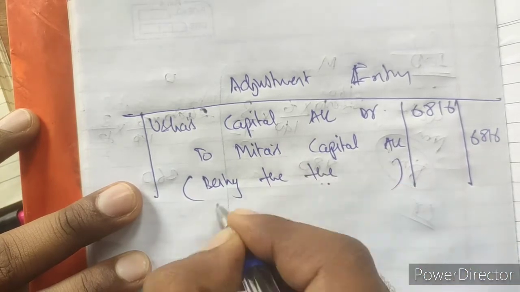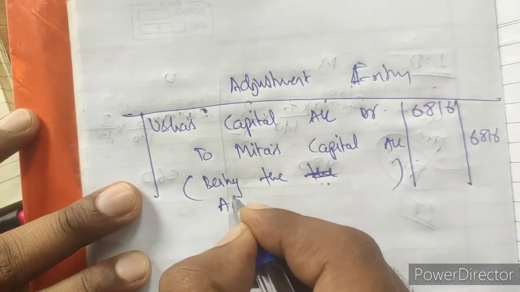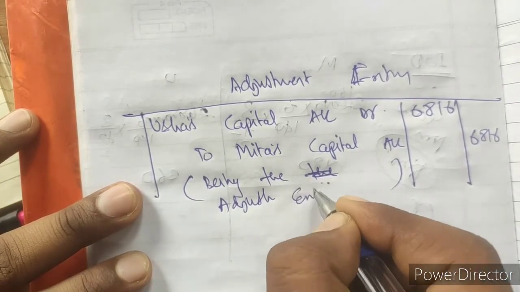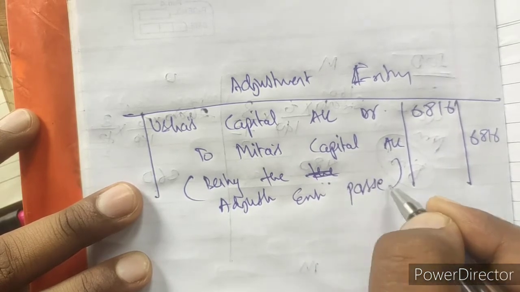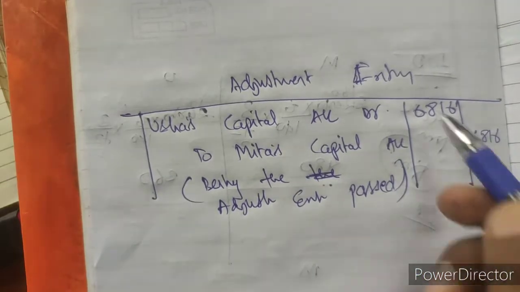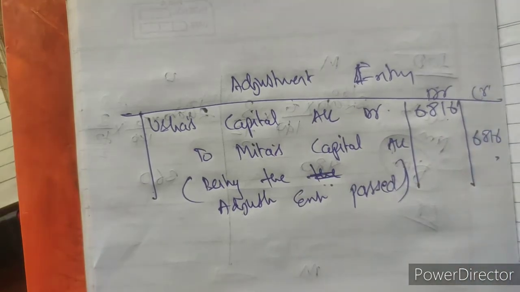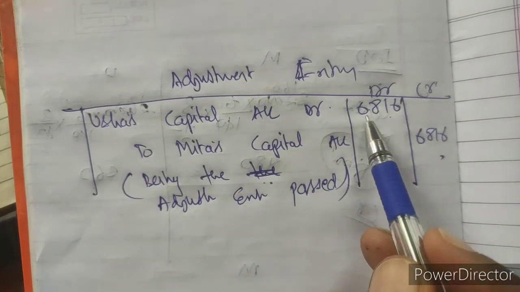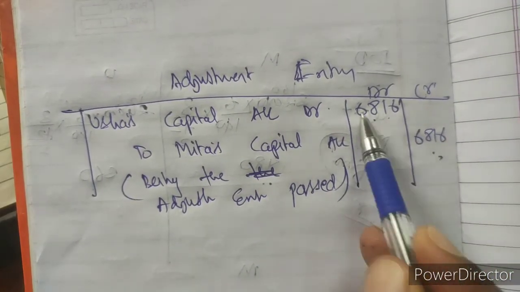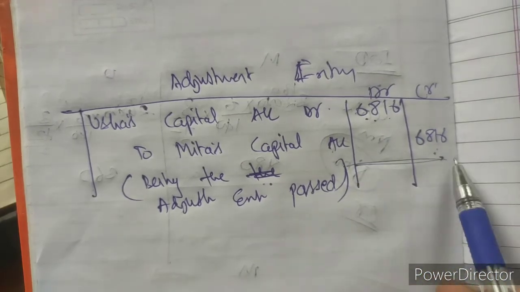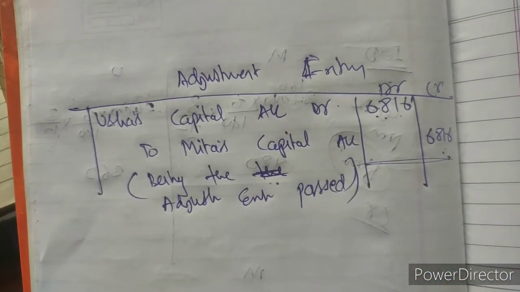Being the adjustment entry passed. Okay. And debit side is equal to credit side. Debit is equal to credit side. This you have to check always. Debits must be equal with credit. If there is any difference, means you are not doing the question right.